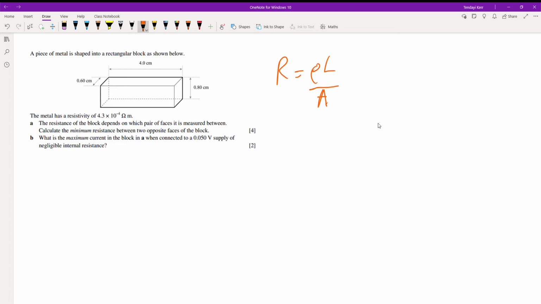Part A, we need to find the minimum resistance. And it says in the question that the resistance of the block depends on which pair of faces it is measured between. So if we look at our equation for resistivity, we know rho is a constant. That means resistance is proportional to the length over area. So if we want the minimum resistance, we need the shortest length, so small l, shortest length, and the largest area.